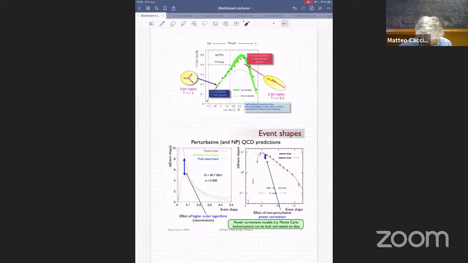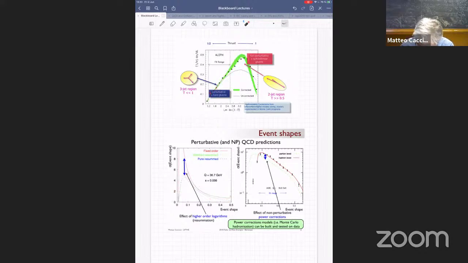So you see that a perturbative calculation eventually diverges in the small region here, which is the region, again, where thrust goes towards one. You can resum these diagrams to a lower order in perturbative QCD, and still you get this curve here. And this curve starts being in better qualitative agreement with the behavior of the data.